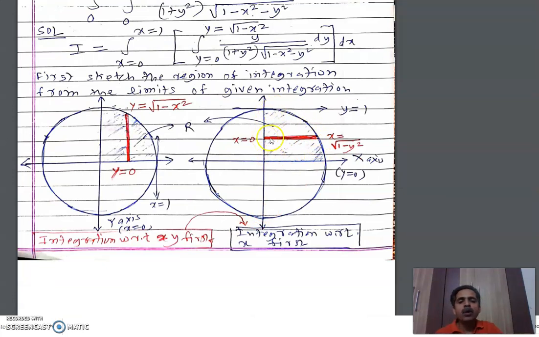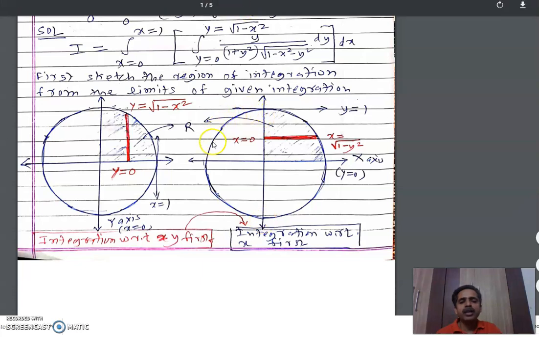Now here we consider a horizontal strip in the same region. Get the value of x at the left end. The left end is present on the y-axis, where x is 0, because the equation of the y-axis is x is 0. The right end is on the circle, and from the equation of the circle x square plus y square equal to 1, you can get the value of x. This end stands for the positive value of x, and this other branch stands for the negative value of x. So this end represents the positive value of x.